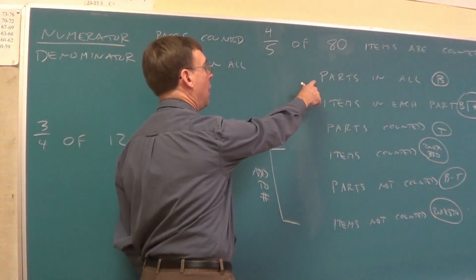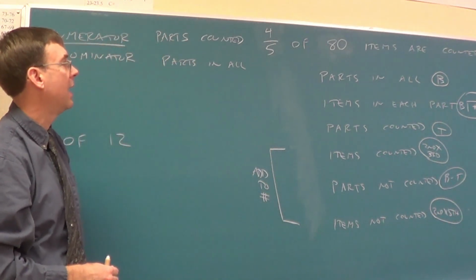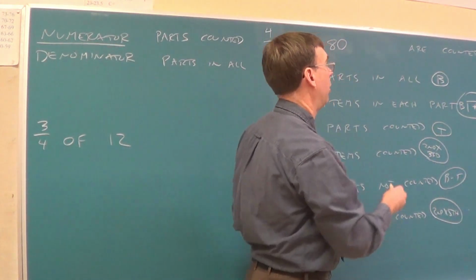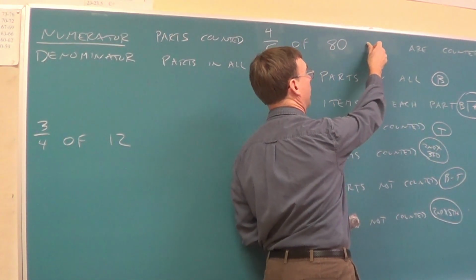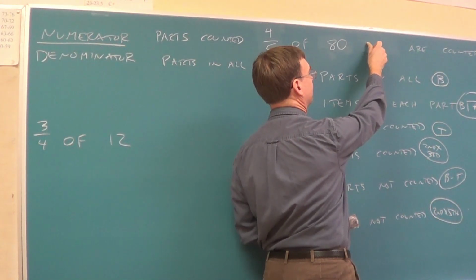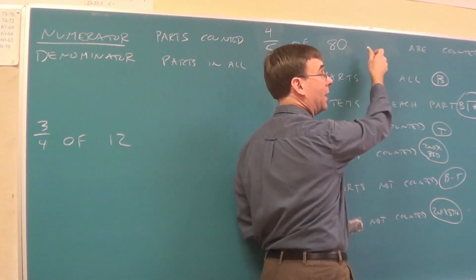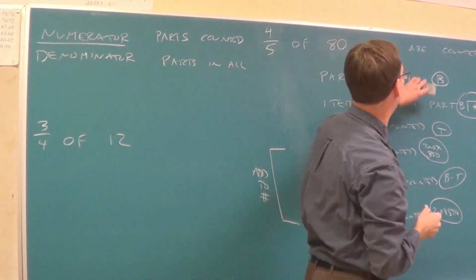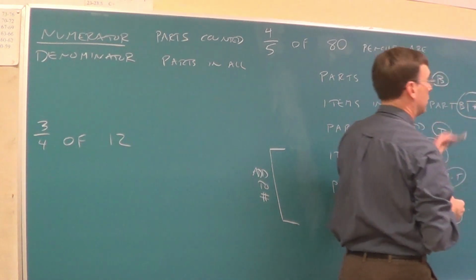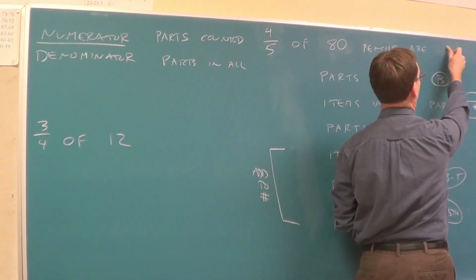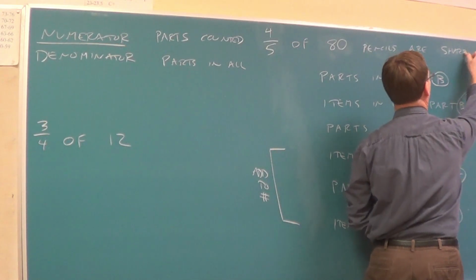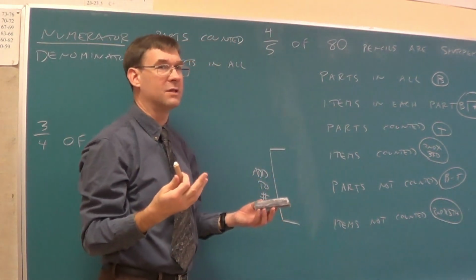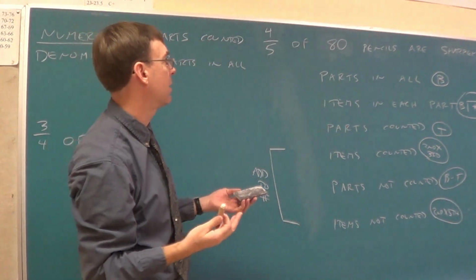But parts in all is always going to come from the bottom. So if I say 4/5 of, name me a thing in the world. Any noun. Pencils. Oh, I thought you were talking math. Tell me a verb that you could do to a pencil. Sharpen it. So they're going to tell you silly little stories with nouns and verbs. We can use any noun, any verb. It doesn't matter. They just like to tell you silly stories.